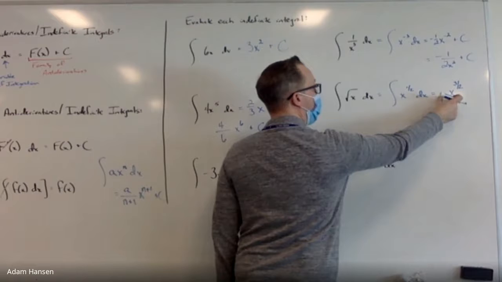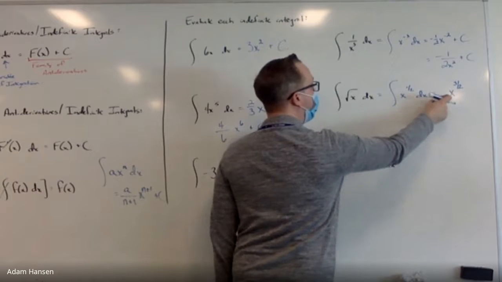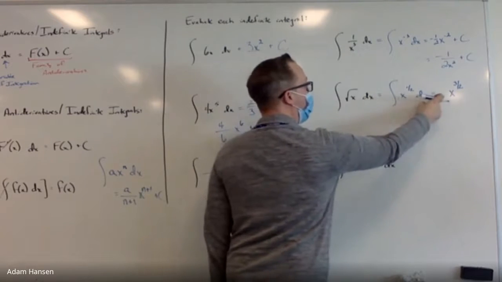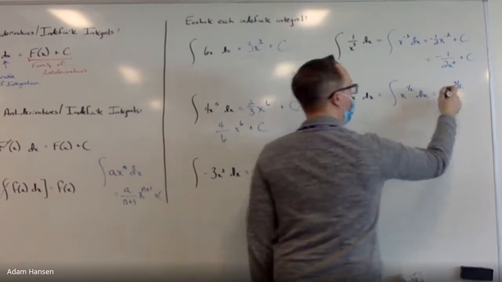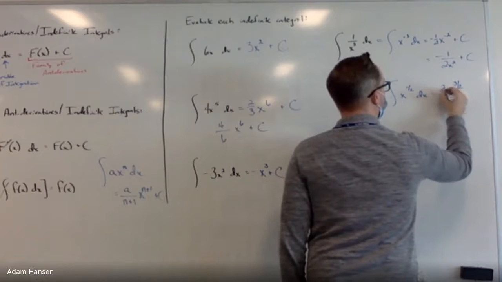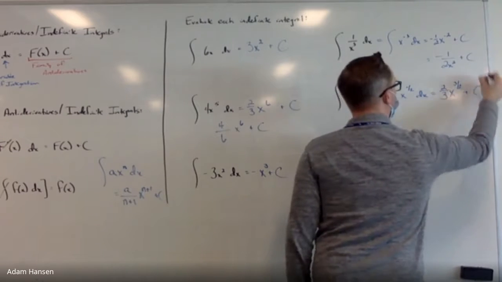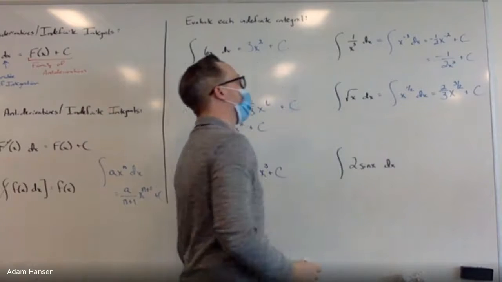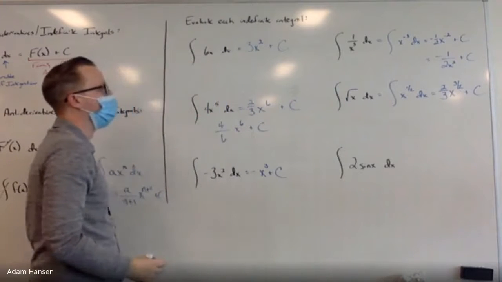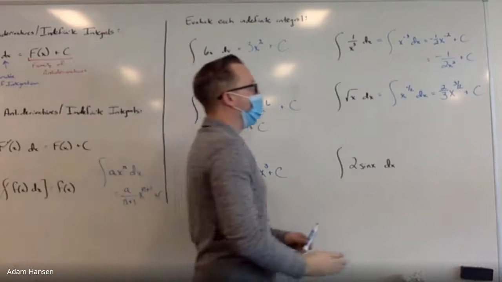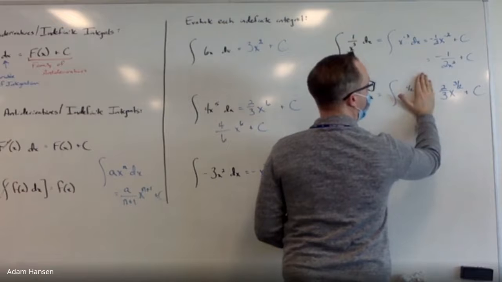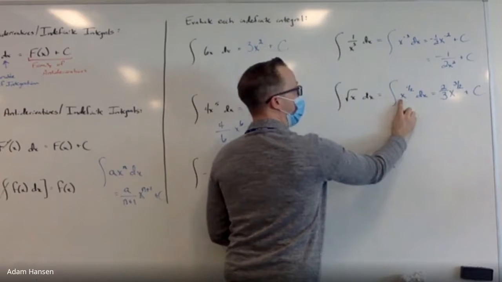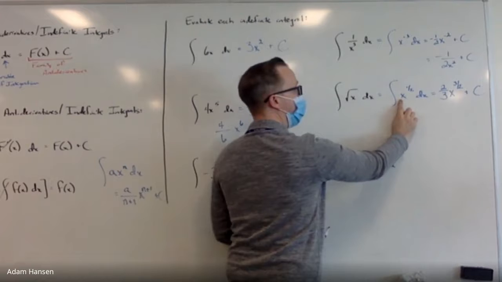Think reciprocal. Right now it's 3/2. I want it to be 1. What do I multiply by 3/2 to change it back into 1? 2/3. Plus c on the end. The antiderivative of x to the 1/2 would be 2/3 x to the 3/2. When I multiply that 3/2 times 2/3, it cancels back out to 1x to the 1/2.